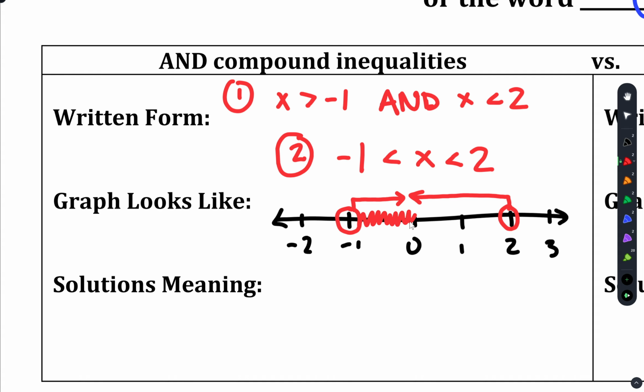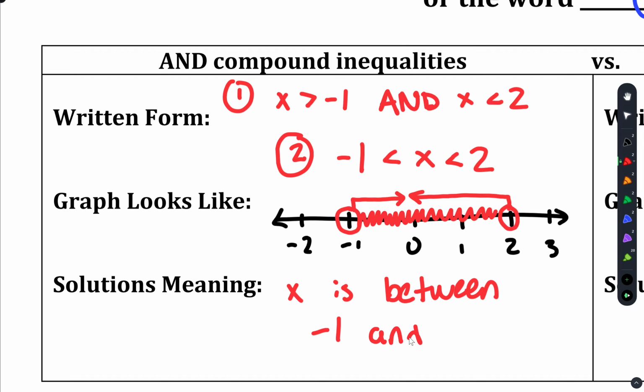Sometimes people just shade in the middle like this. That's also fine. "And" inequalities always face towards each other, so they're always going to meet in the middle like that. Essentially what I'm saying here, in a lot of words, is that an "and" compound inequality means x is between two numbers. So in this case, it's between -1 and 2. Any questions on that?